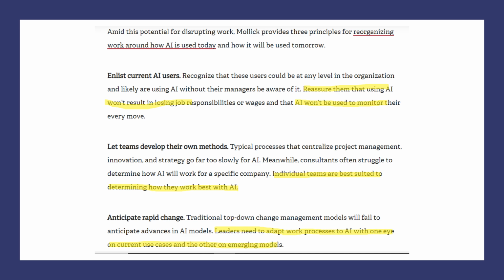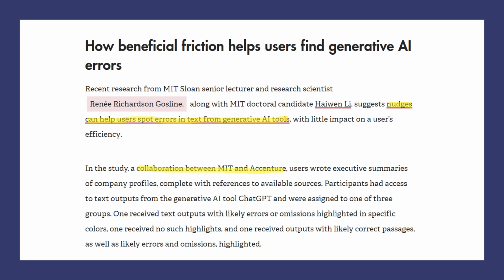The third principle, anticipate rapid change. Traditional top-down change management models will fail to anticipate advances in AI models. Leaders need to adapt work processes to AI with one eye on current use cases and the other on emerging models.